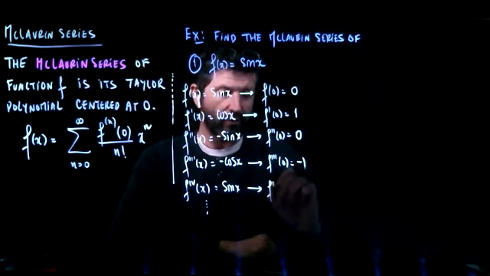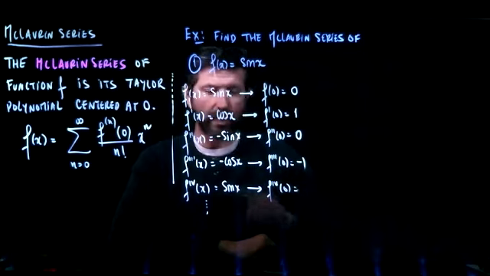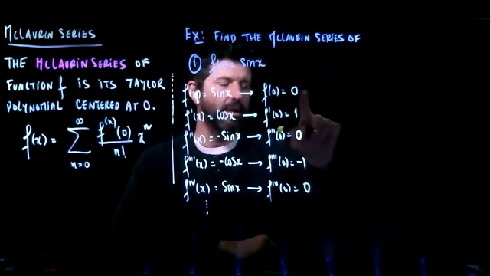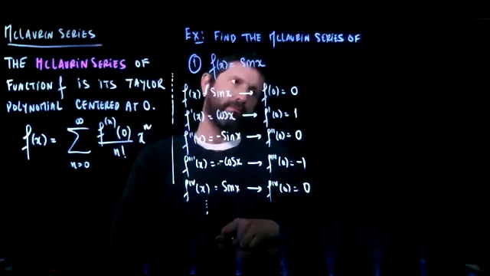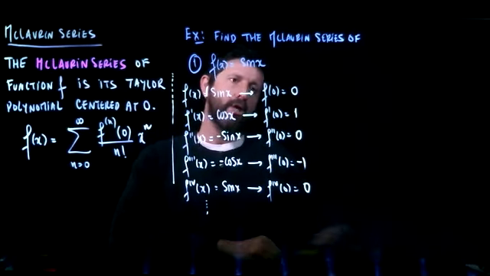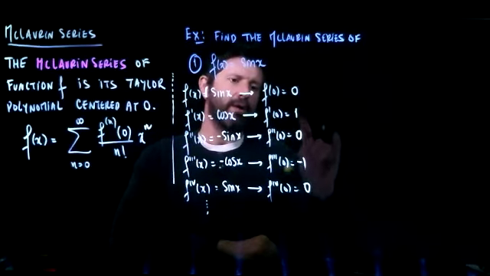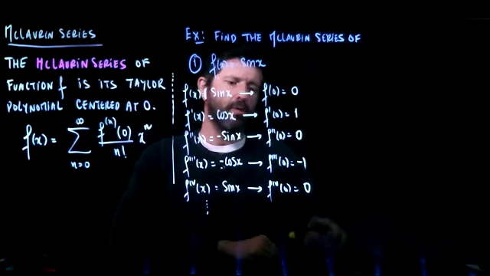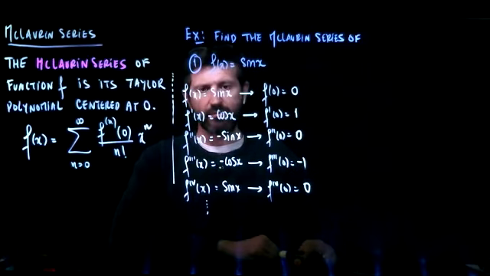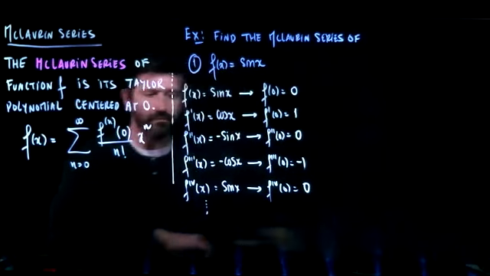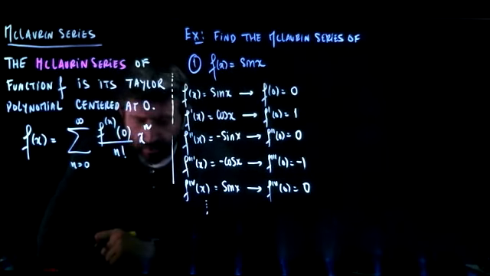And then the 4th derivative, sine of 0, back to 0. Okay, so it will be 0, 1, 0, minus 1, 0, 1, 0, minus 1, and so on. Are there any questions before I continue?